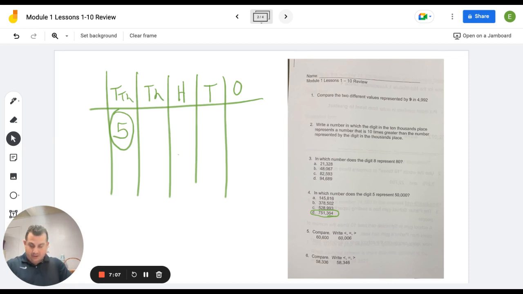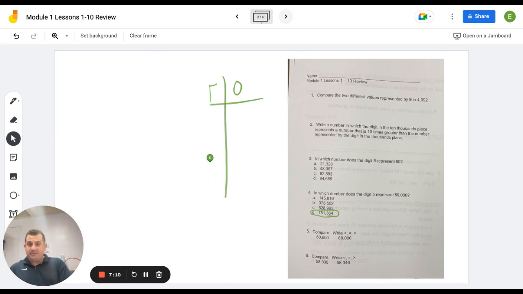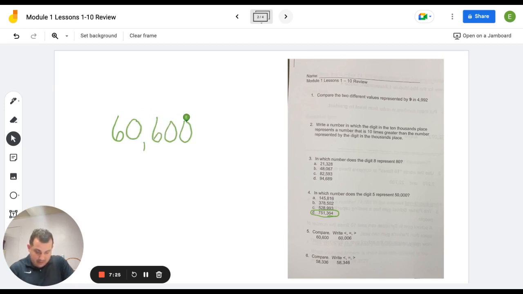If we move right along here to number 5, we're comparing. We're writing less than, equal to, or greater than. Okay. So we have our first number, and then we have this number. This number says 60,600. This says 60,006. Okay, so we both have a 6 in the 10,000s place. That doesn't help me because they're worth the same.